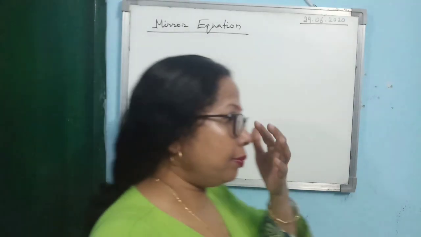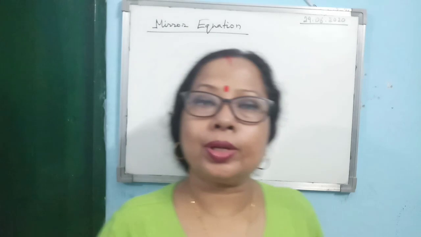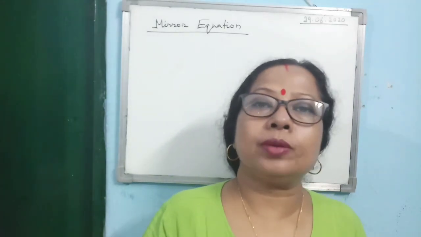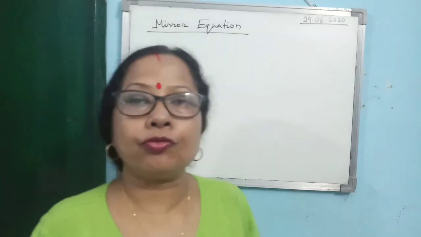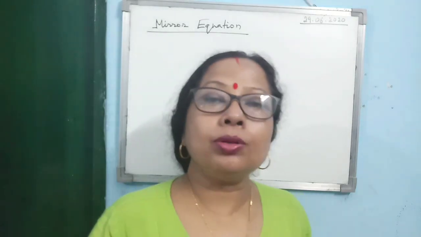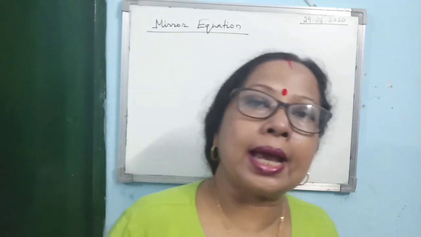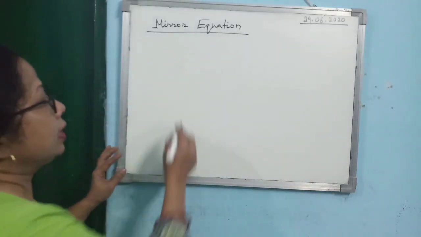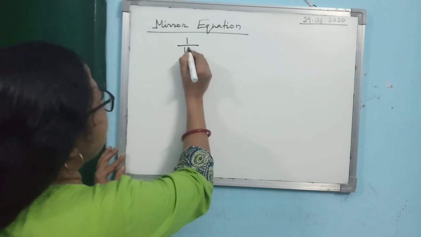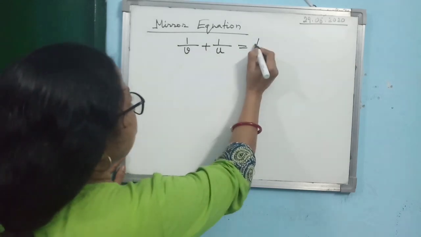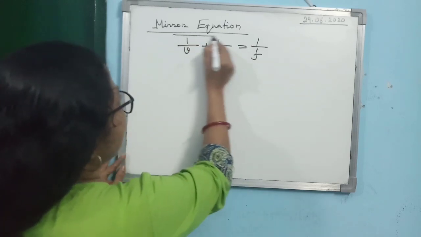Now, when you are considering a mirror and an image is produced, the object distance we represent by the letter U, the image distance by the letter V, and the focal length by F. The relation between V, U and F is known as the mirror equation. And what is the relation? 1/V + 1/U = 1/F.